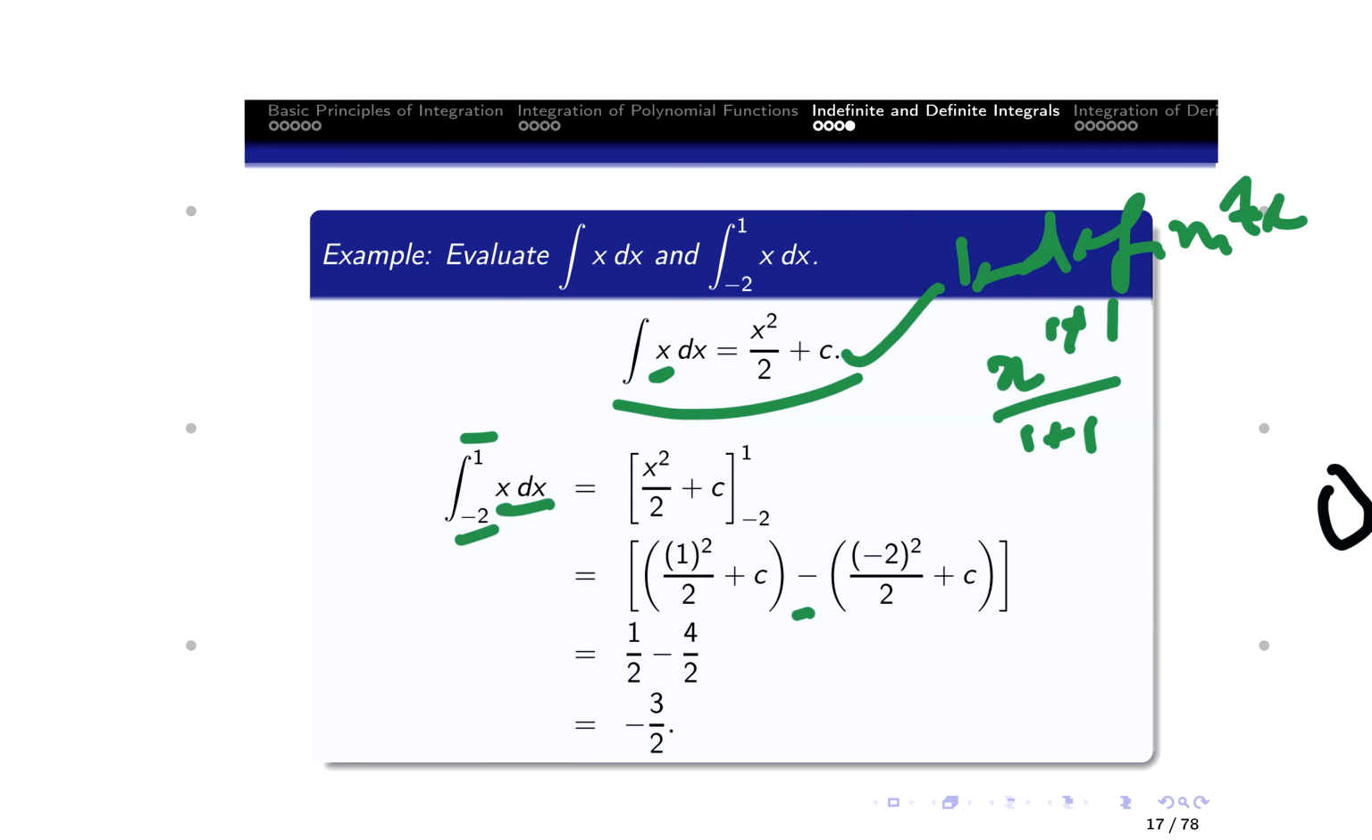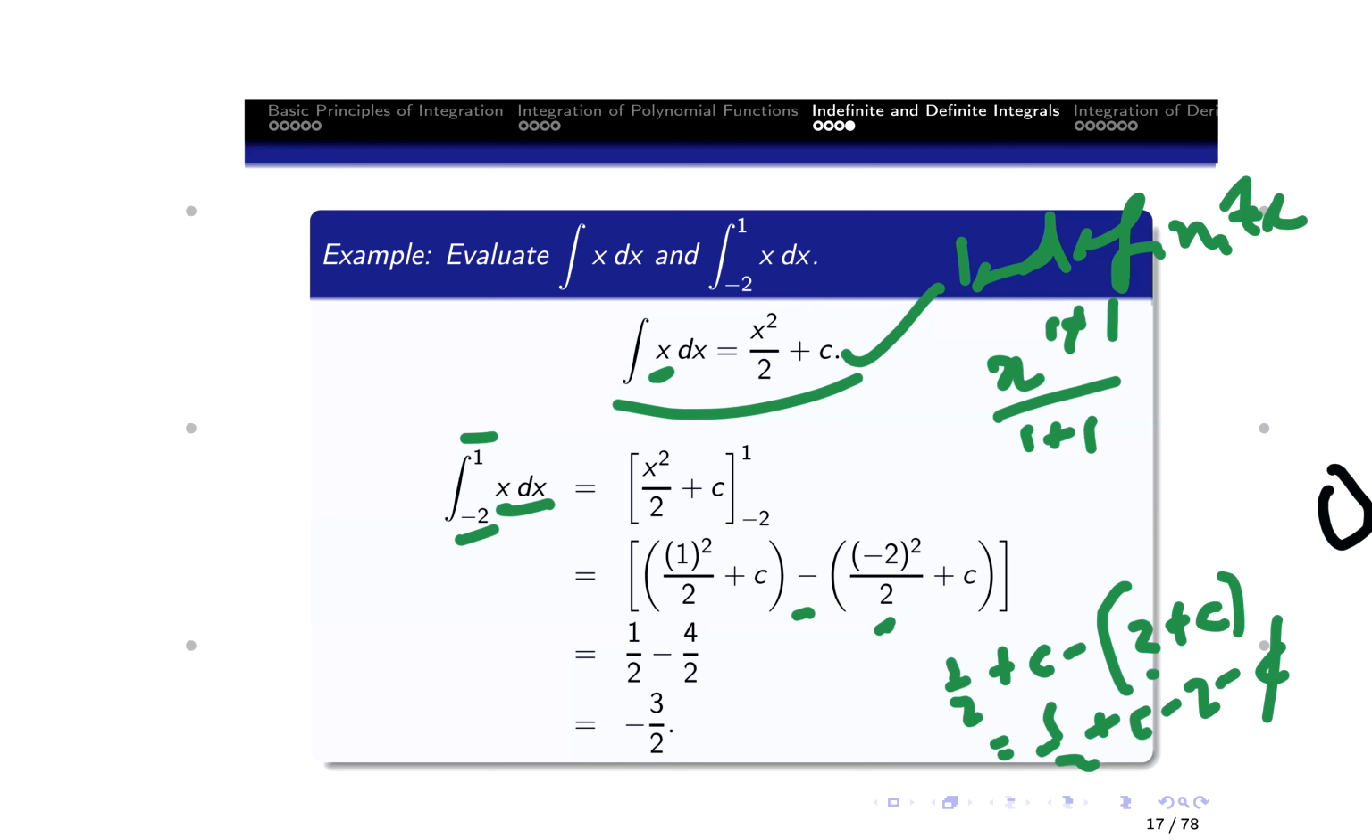All right. So you have 1 squared is 1. So you have 1 over 2, plus this normal c you have here, minus -2 squared, which is 4. 4 divided by 2 is 2. So you have 2 plus c right there. So now you have half plus c minus 2 minus c. So you see minus c plus c cancels out. So at the end of the day, you have 1 over 2 minus 2 over 1. So the LCM is 2. 1 in 2 is 2, 2 times 1, 2. Minus 1 in 2, 2 times 2, 4. So you have 2 minus 4. That's minus 2 over 2.